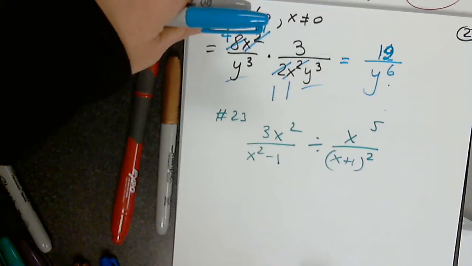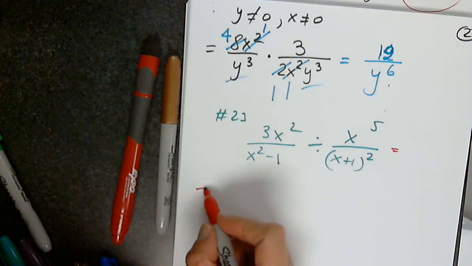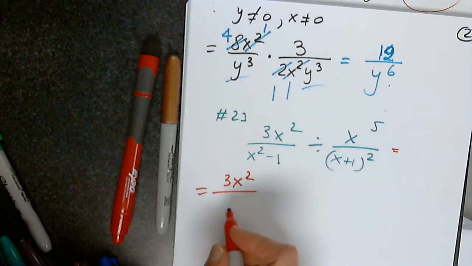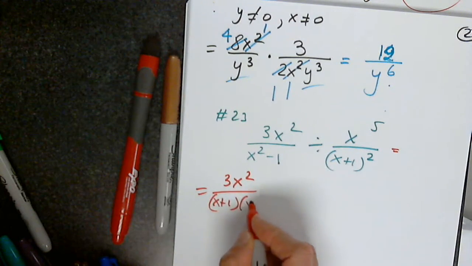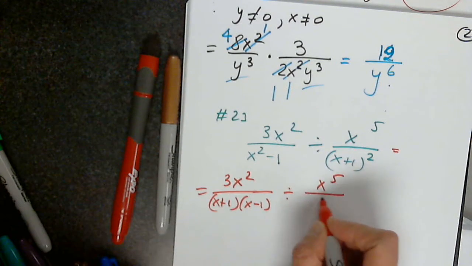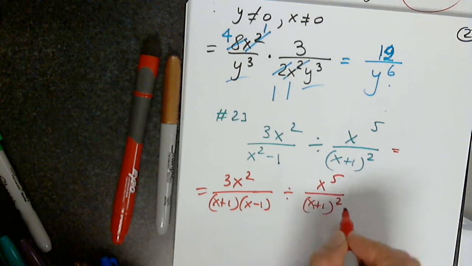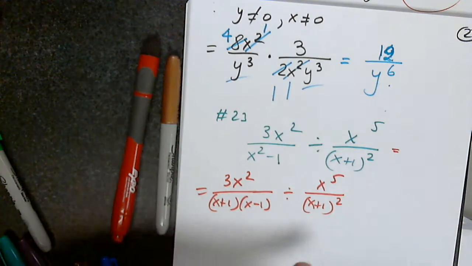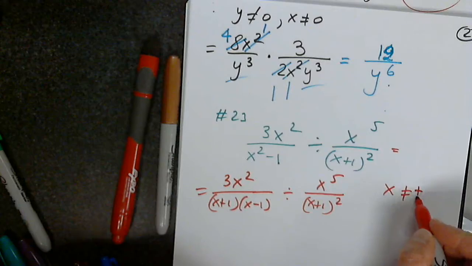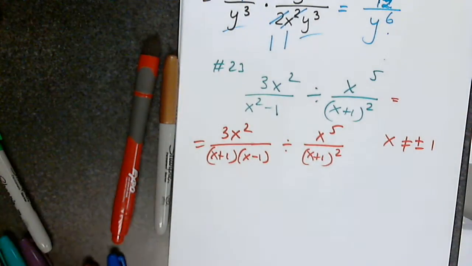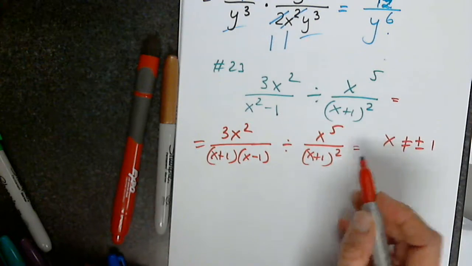Okay, so I will factor the denominator into x plus 1, x minus 1, and then x to the 5th and x plus 1 squared. At this stage, I will write two restrictions. X does not equal plus or minus 1. There is nothing I can do.